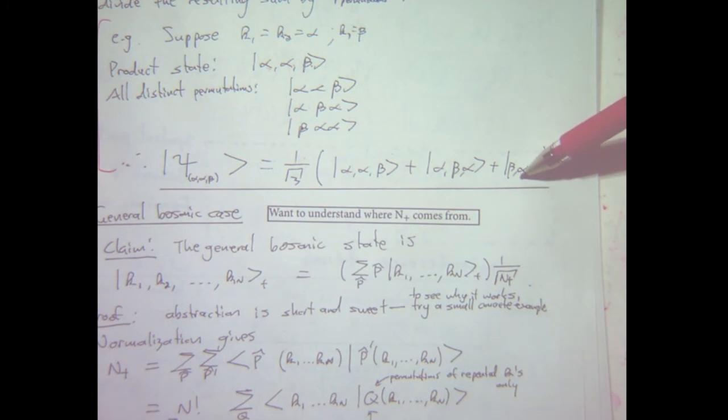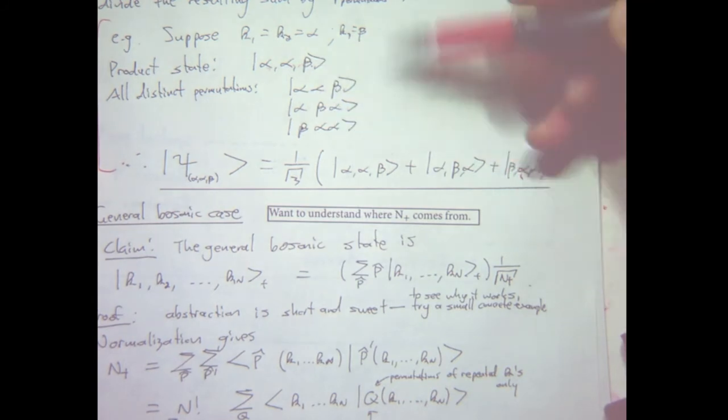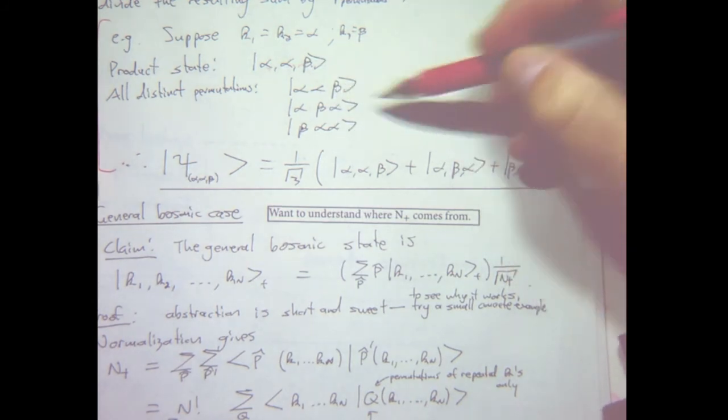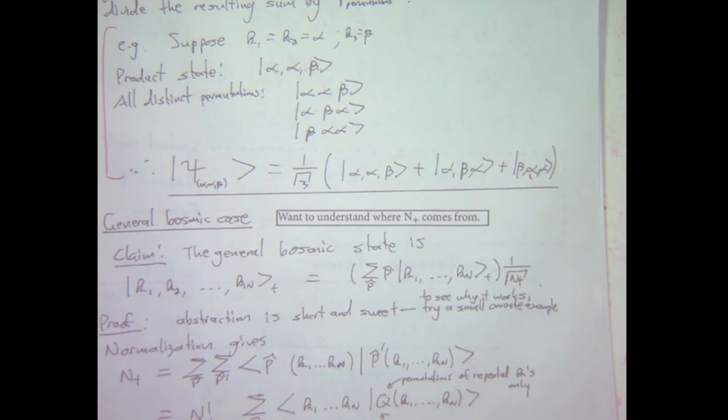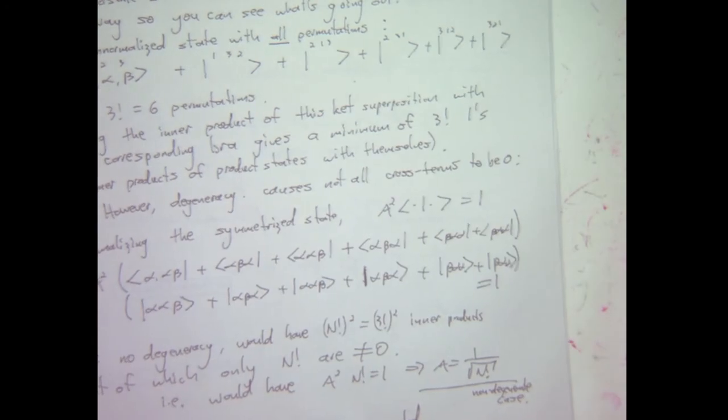So you have to write down all the distinct permutations if you're talking about bosons or bosonic wave functions. And we didn't do the same thing for fermions, where we took two common k's, because it was trivial in that case, because the state disappears from the Pauli exclusion principle. This is an example. You don't have to read this if you don't want to.